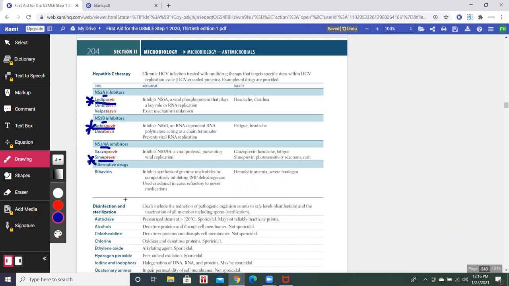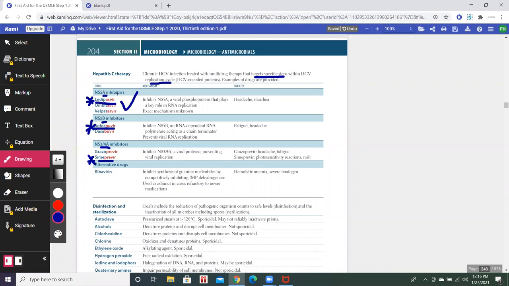Okay, but out of all of this, if I have to rank which ones are the highest yield out of A, B, and 3-4-A, it is this one. Hepatitis C is a chronic infection treated with multi-drug therapy that targets a specific step within the HCV replication cycle and HCV-encoded proteins. Examples of drugs are provided.